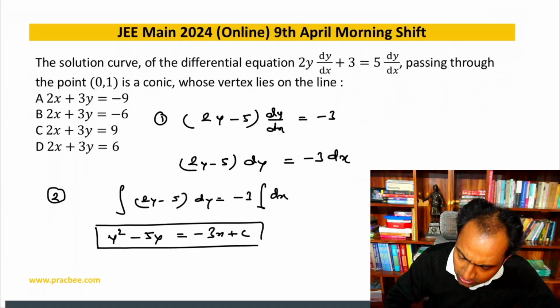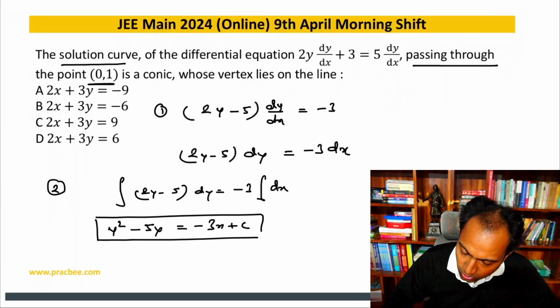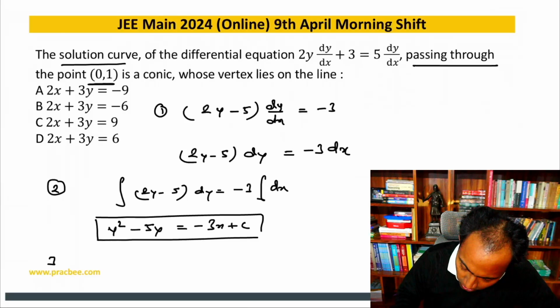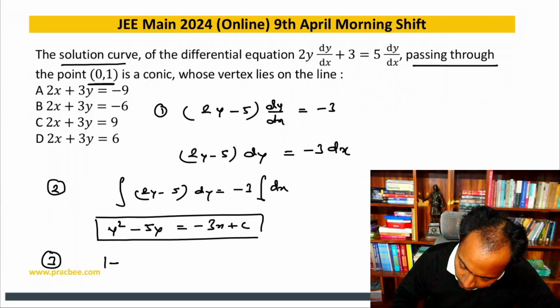Now the question says that the solution curve for the differential equation passes through the point (0, 1). So passing through (0, 1) would mean they are asking for a particular solution. So let us figure out the value of c by substituting 0 and 1. So this will become 1, and this x will become nothing but 0. So what we have is nothing but c. The value of c comes out to be minus 4.